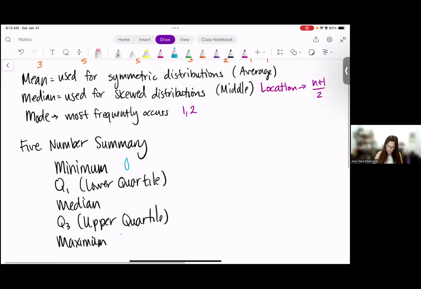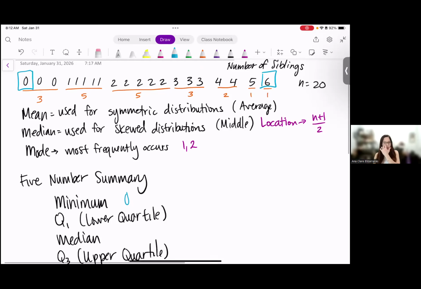The maximum is 6. And then again, when we're finding the median and the quartiles, the median is the middle number or the average of the middle two, depending on if you have an even number of data points or an odd number of data points. So n plus 1, 20 plus 1, divided by 2 is 21 over 2, or 10.5. That tells me it's not that the median is 10.5, but it tells me the median is between the 10th and the 11th point or observation.